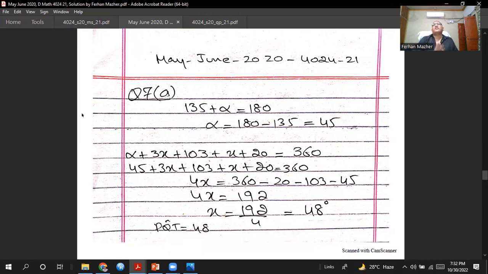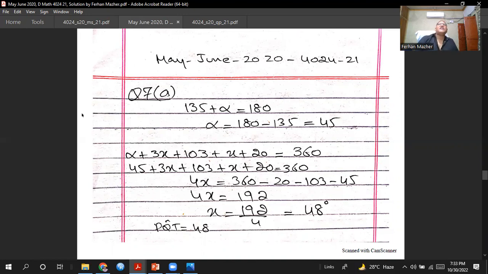Then alpha plus 3x plus 103 plus x plus 20 equals 360. So alpha is 45. So 45 plus 3x plus 103 plus x plus 20 equals 360. So 4x equals 360 minus 20 minus 103 minus 45. So 4x will equal 192. So x will equal 192 divided by 4, and that will be 48.